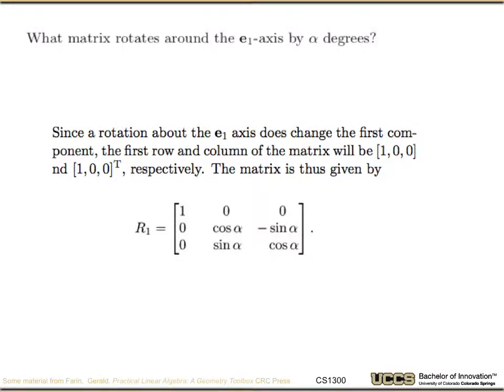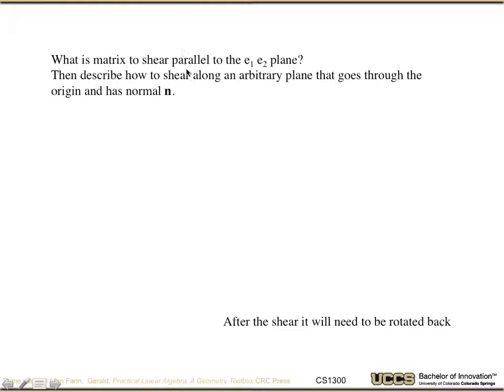Now let's go to a much more complicated problem where we're going to put some pieces together. We're going to break it down into two parts. What is the matrix to shear parallel to the E1, E2 plane? And then describe how to shear along an arbitrary plane that goes through the origin and has normal n.